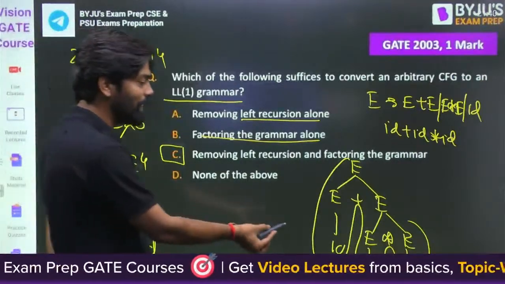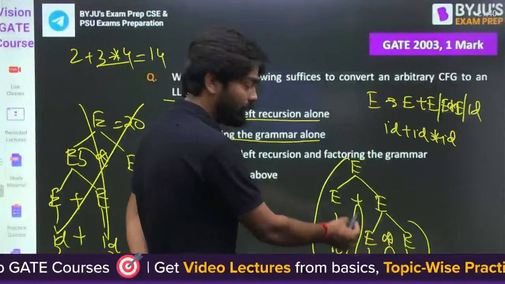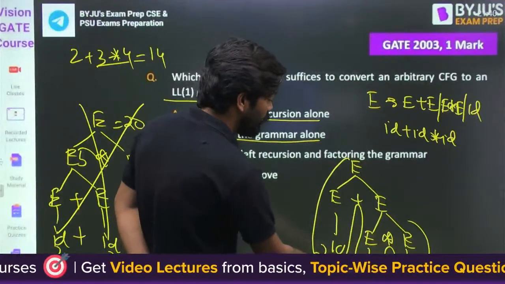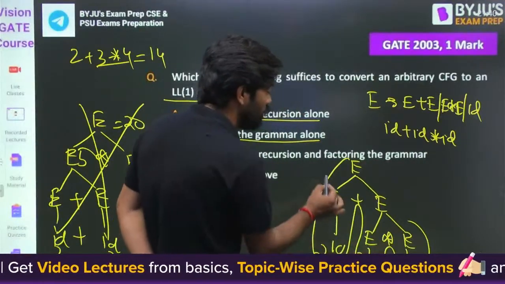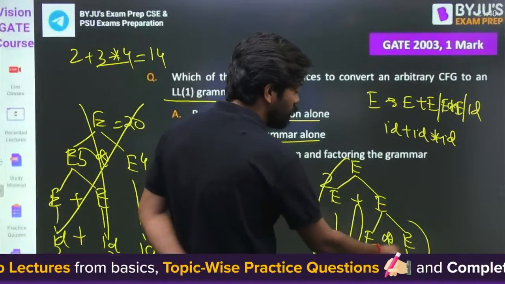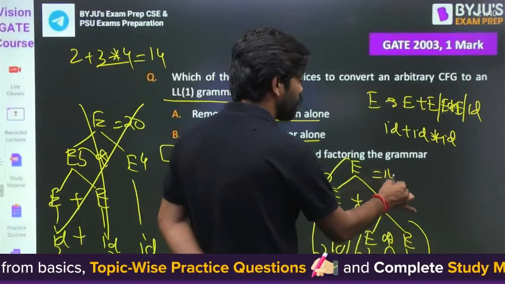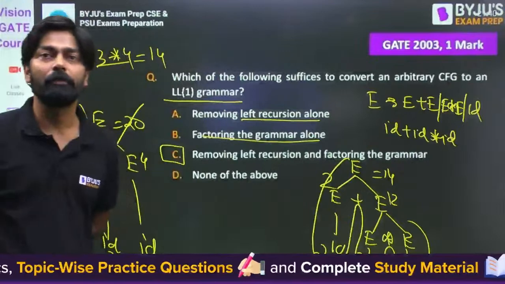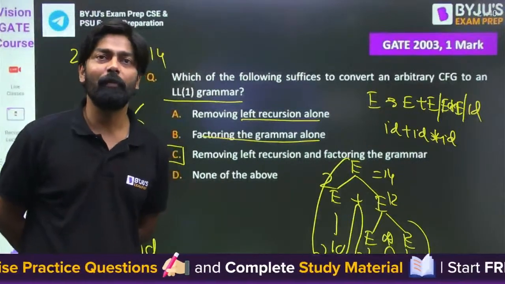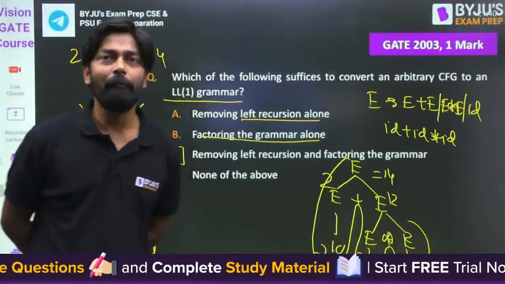But if you see clearly here, I think it is not visible correctly, it is 2, it is 3, and it is 4. So 2, and then 3 into 4 is 12, you will get 14. So this grammar is what? Ambiguous grammar, my dear friend.